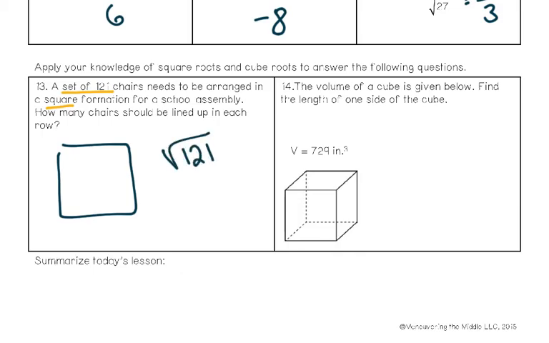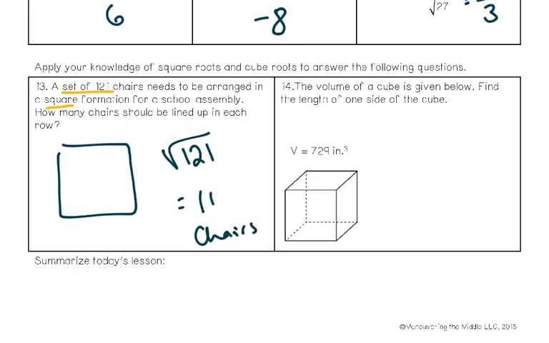Remember, I'm not dividing by 4 because I'm not taking that 121 chairs and just splitting them into 4 rows. I'm splitting them into that many chairs, the same number of chairs in each row. So you should know that the square root of 121 is 11. And the question was asking how many chairs should be lined up in each row. You should have 11 chairs. You always want to label your units.